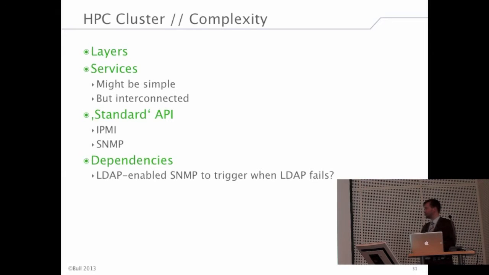Dependencies. So if you want to detect an error in your LDAP server by an SNMP trap that relies on the same LDAP server, then you might be screwed, because this couldn't work. So SNMP in V3 is called secure, because you can use LDAP and you can use sophisticated passwords.